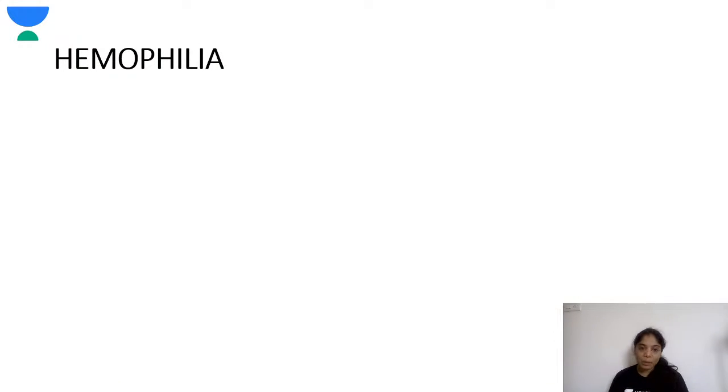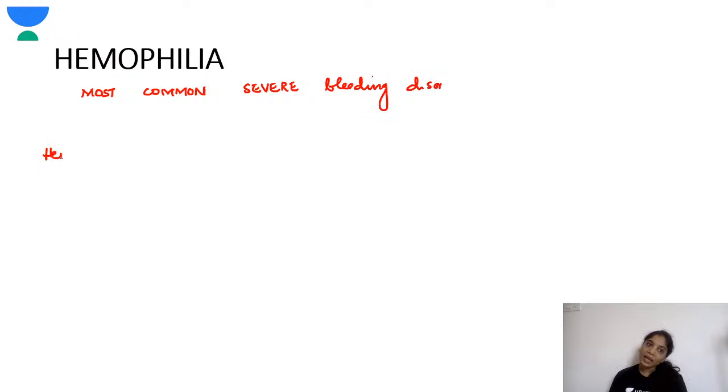Okay, so the first topic is hemophilia. What is hemophilia? Basically, the lack of either factor 8 or factor 9 leads to hemophilia. This is the most common severe bleeding disorder. There is hemophilia A, a deficiency of factor 8, and hemophilia B, a deficiency of factor 9. So this leads to hemophilia.